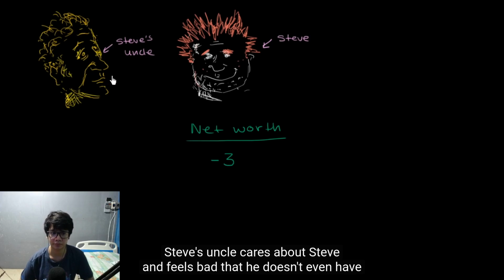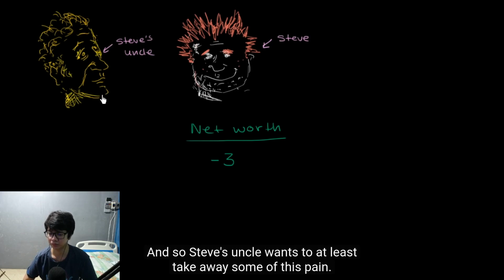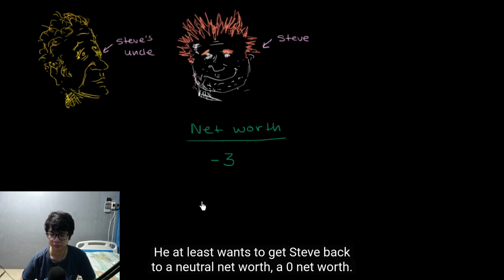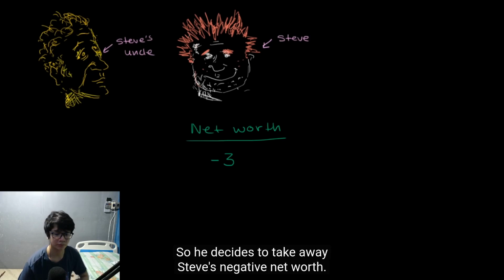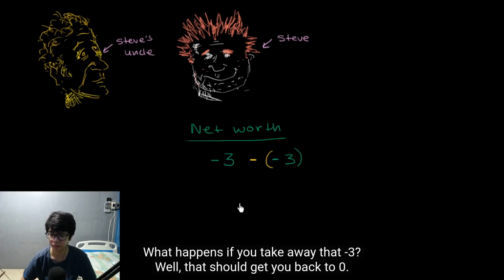Steve's uncle cares about Steve and feels bad that he doesn't even have a 0 net worth. He has a negative net worth. And so Steve's uncle wants to at least take away some of this pain. He at least wants to get Steve back to a neutral net worth, a 0 net worth. And so he decides to take away Steve's negative net worth. So he wants to take away that negative 3. Well, what happens if you take away that negative 3? That should get you back to 0.